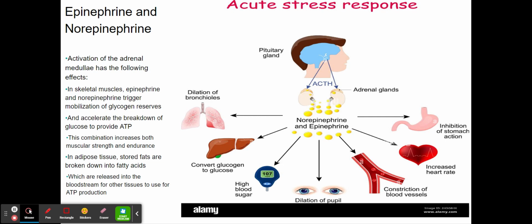In skeletal muscles, epi and norepi trigger mobilization of glycogen reserves and accelerate the breakdown of glucose to provide ATP. This combination increases both muscular strength and endurance. In adipose tissue, stored fats are broken down into fatty acids, which are released into the bloodstream for other tissues to use for ATP production.